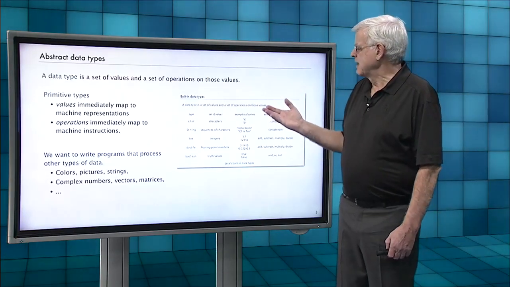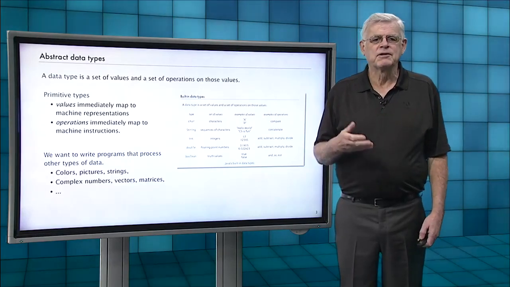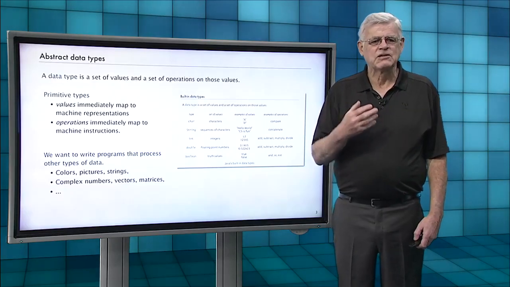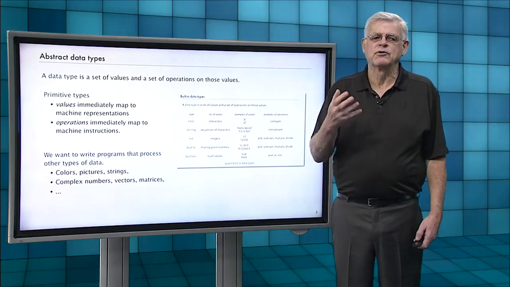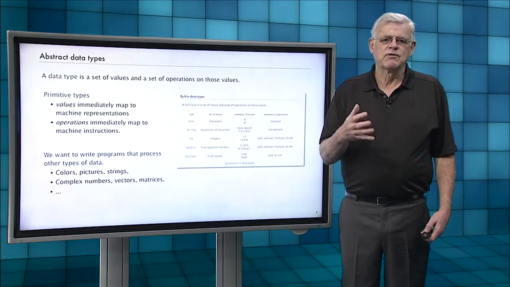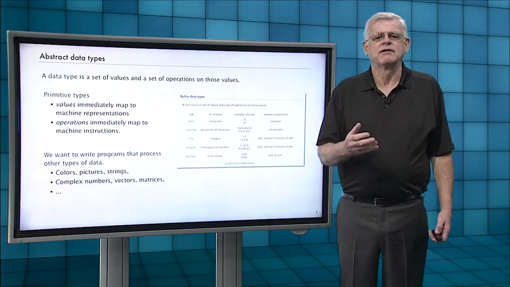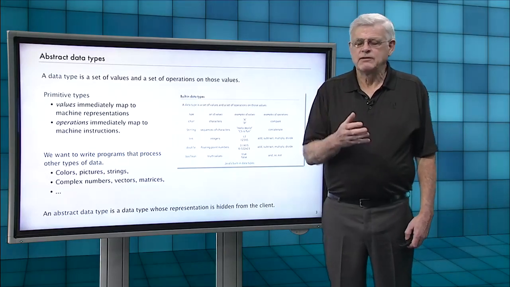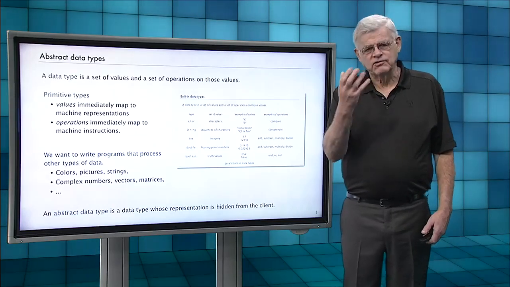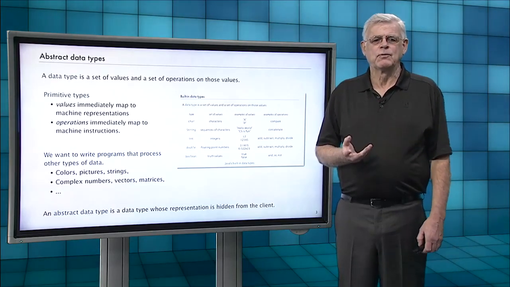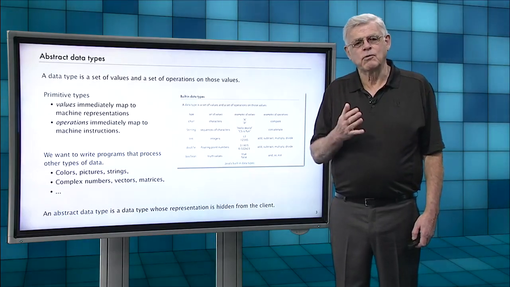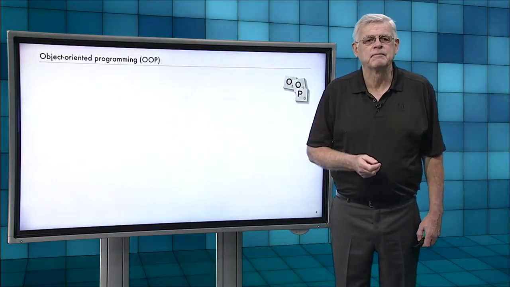But we want to write programs that process other types of data that aren't built into the machine. We're going to talk today about programs that manipulate things like colors and pictures and strings, and later we'll talk about complex numbers and vectors and matrices. All kinds of data that we're familiar with but are not going to be built into the computer. And to do that, what we use is what's called an abstract data type. It's a data type that's a set of values and a set of operations on those values that are well defined, but the representation is hidden from the client. And that's a very important point that we're going to come back to often.